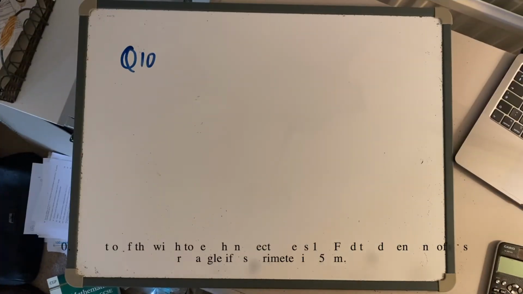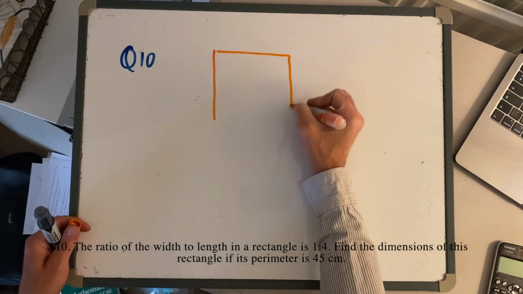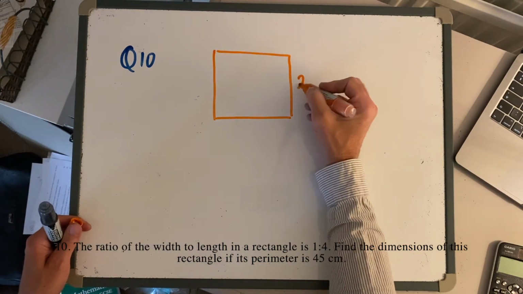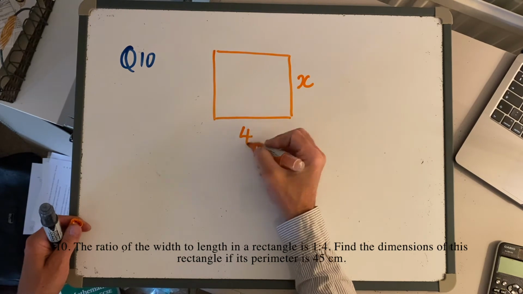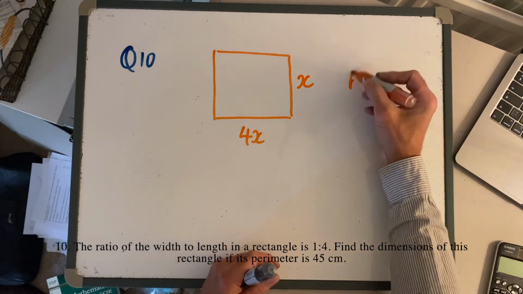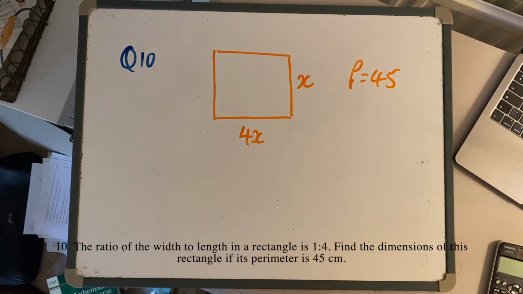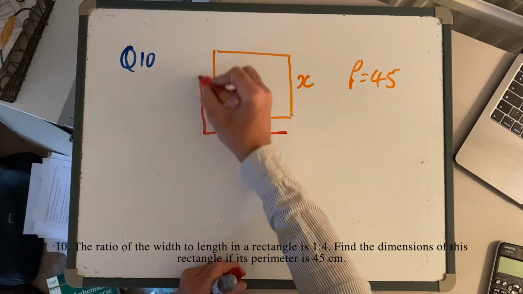Question 10. The ratio of the width to length of a triangle. Okay, so the ratio of width to length. Width to length is 1, so call it x, to 4. So that'd be 4. That is 1 to 4. And they say the perimeter equals 45. So the perimeter, again, remember the perimeter is the distance around the outside.